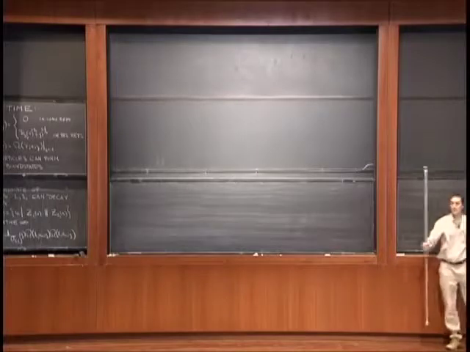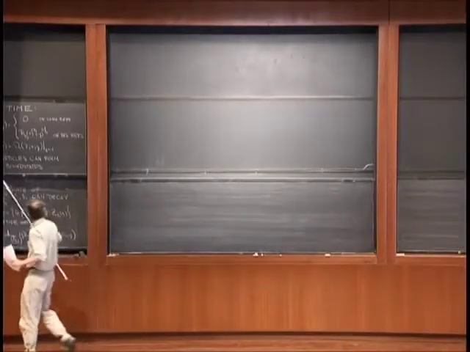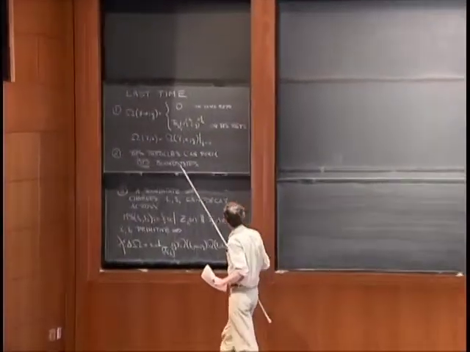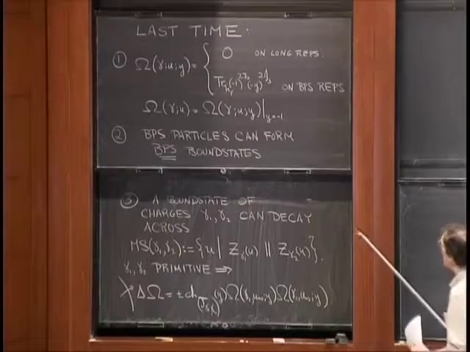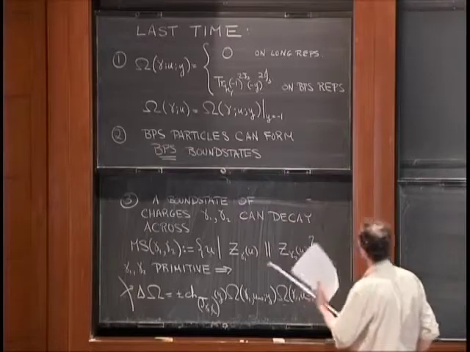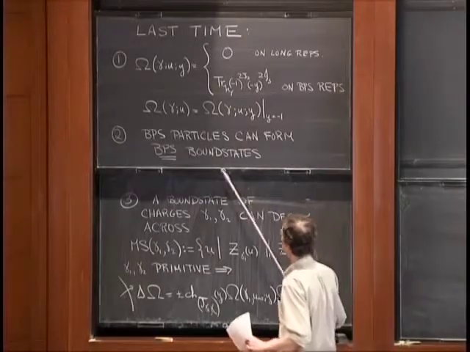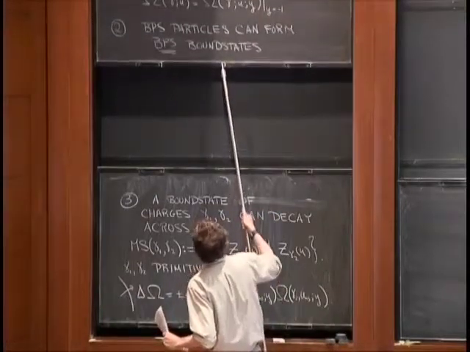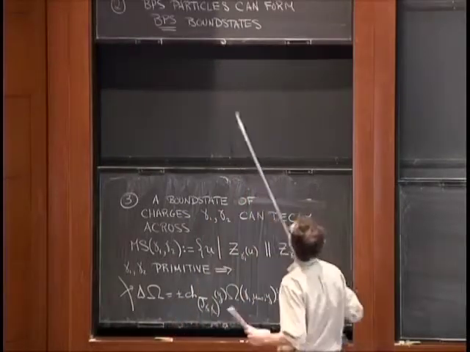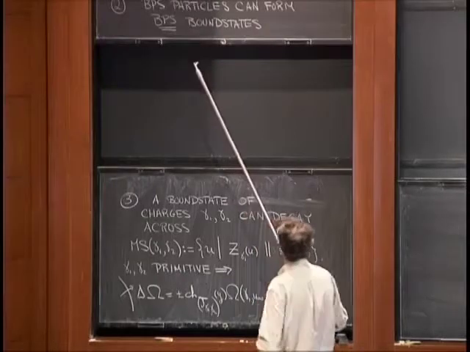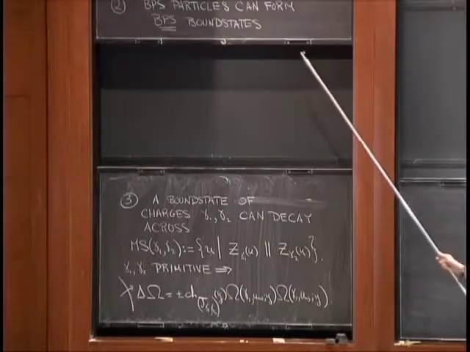So, to summarize what we did last time, I introduced an index on BPS representations of the N=2 superalgebra called the protected spin character. It vanishes on long, non-BPS representations, and it's not zero on BPS representations, and is given by this kind of trace, where J3 is a generator of rotations in space and curly J3 is the diagonal combination of spatial rotations and SU(2)_R symmetry rotations. If you don't have an SU(2)_R symmetry, you can still define a BPS index, omega of gamma, u, which in the case where you do have a protected spin character is just putting y equals minus 1.